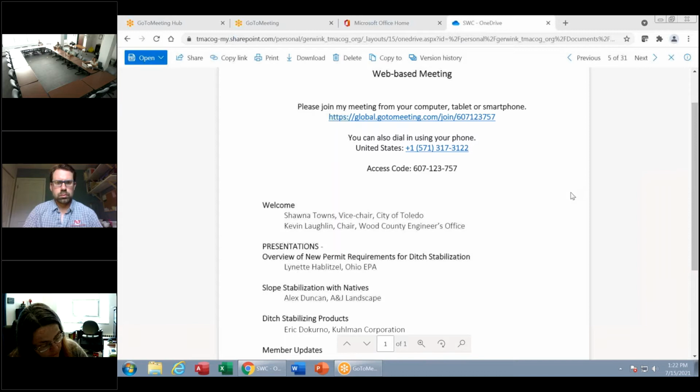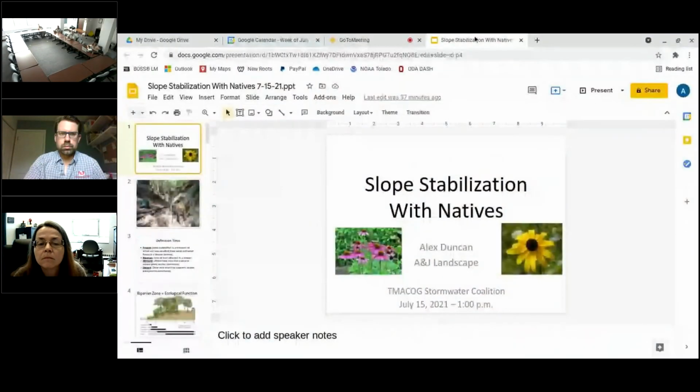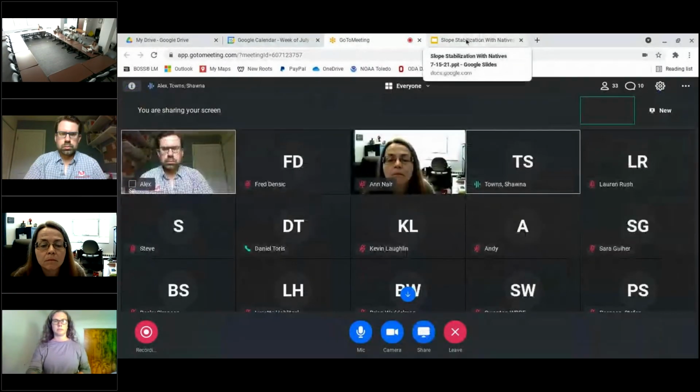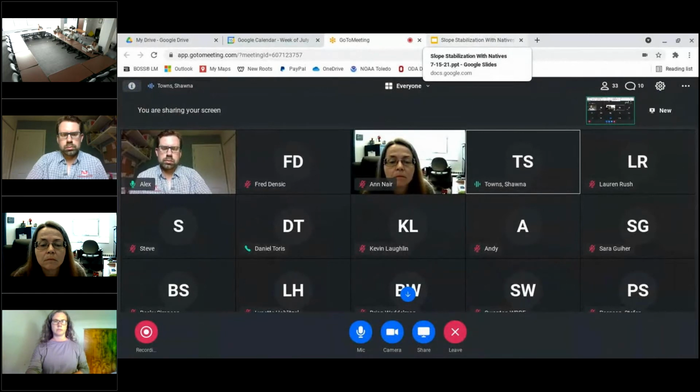I think if we don't have any other questions, we can move on to our next presentation, which is slope stabilization with natives. And Alex Duncan with A&J Landscape is going to present that information to us. Alex Duncan is a landscape and environmental consultant living and working in Northwest Ohio. Mr. Duncan is a graduate from the University of Toledo, where he obtained a master's degree in biology with a focus on plant physiology and restoration ecology. His specific areas of interest are riparian and wetland restoration, invasive species monitoring and control, green stormwater construction and maintenance, organic lawn care, and native landscaping and permaculture design.